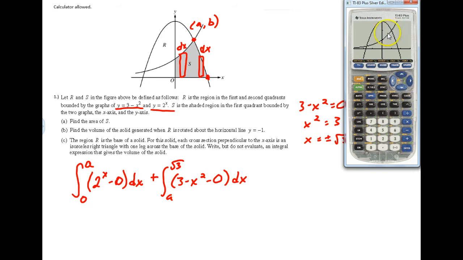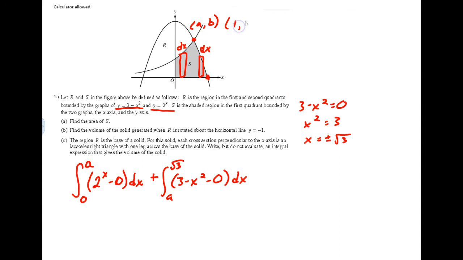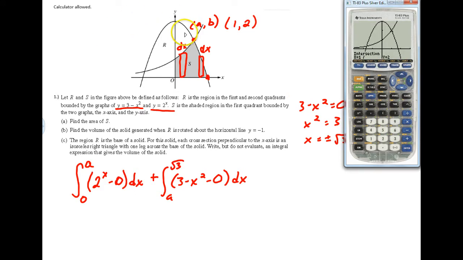Now we want to find the intersection, but there are two intersection points. When I hit second trace, intersect, number 5, first curve, yes. Second curve, yes. Now, for the guess, I want to pick something close on the right, so I'll choose 1. It happens to be 1. So that point of intersection is (1, 2), which means that a is 1. You could just write a equals 1, or you could just put integral from 0 to 1 and 1 to root 3. Either way will get you full credit.